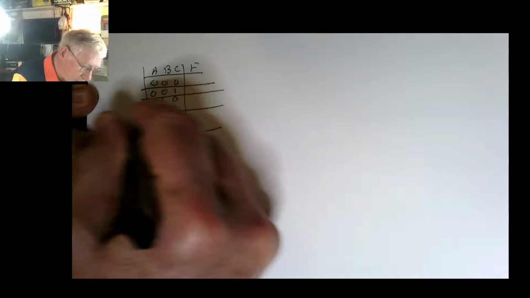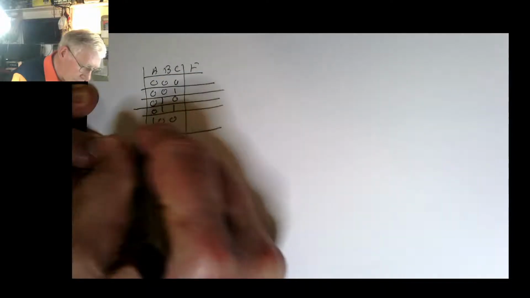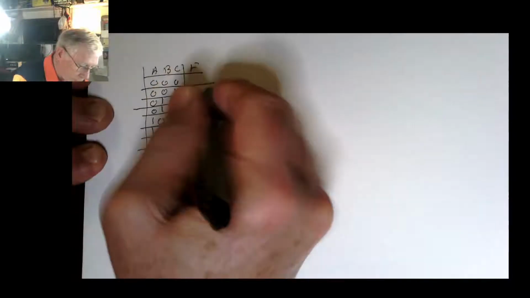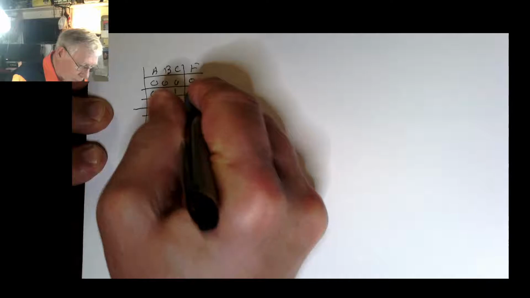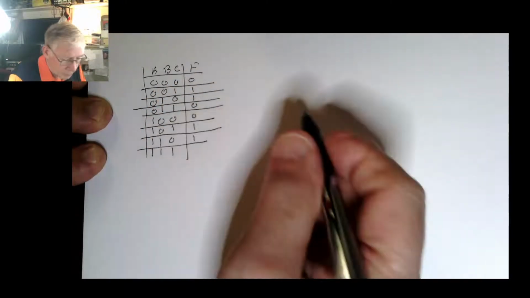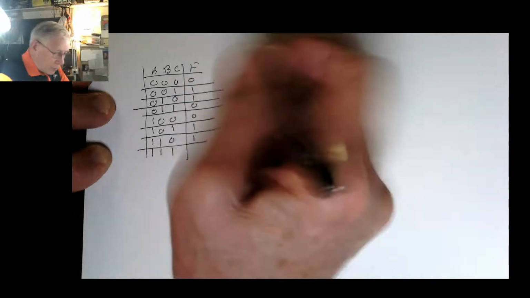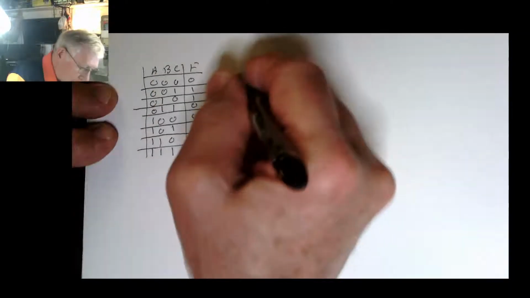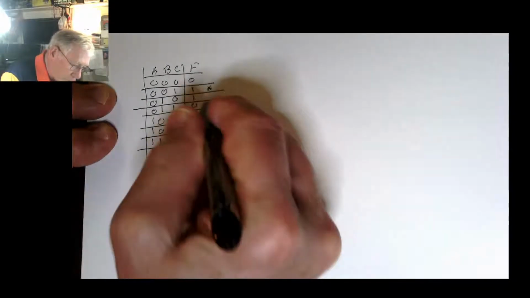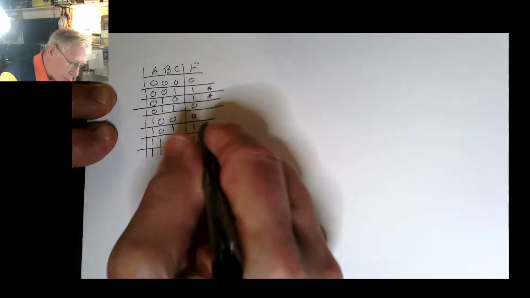Maybe we'll do this, make it a little bit easier to see. All right. And then we're going to assign an F. Let's just arbitrarily do 0, 1, 1, 0, 0, 1, 1, 0. Something like that. So now we want to write the expression for F. Well, what min terms do we need? We need this min term, this min term, this one, and this one.